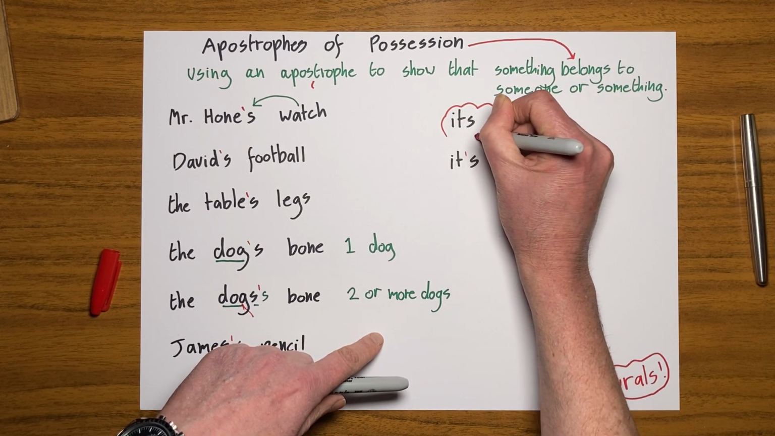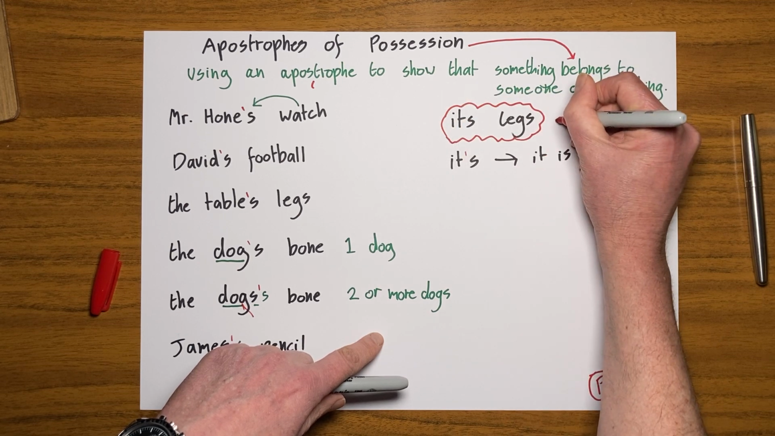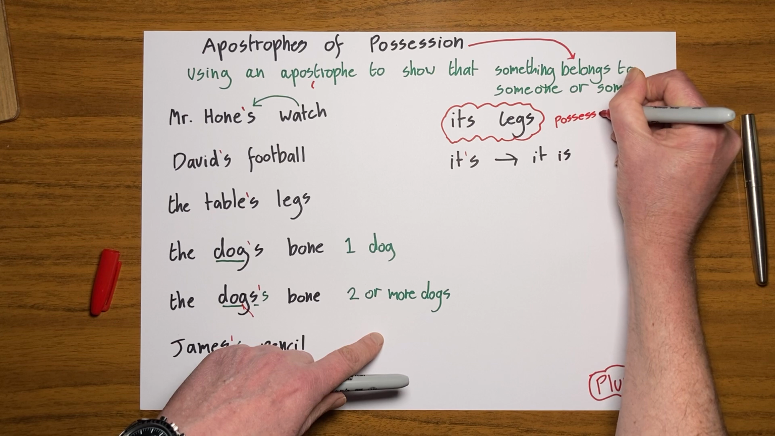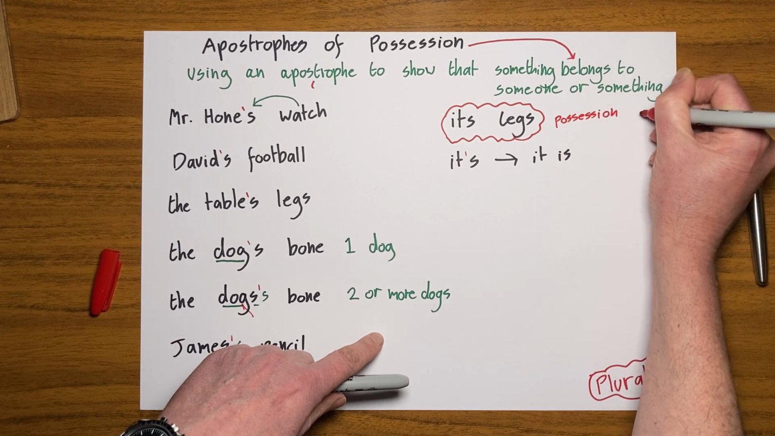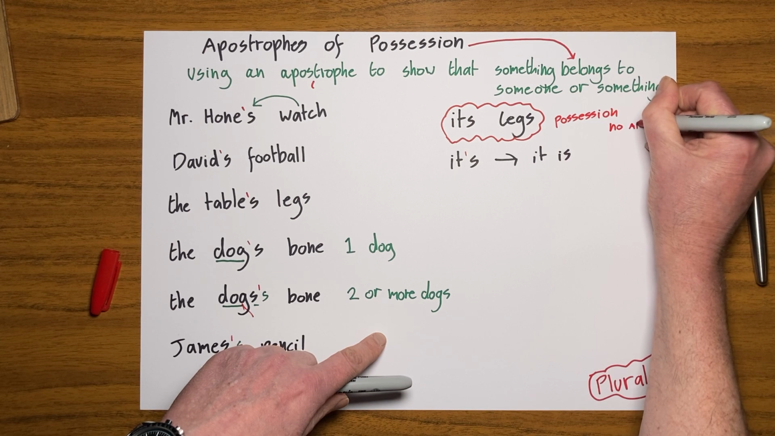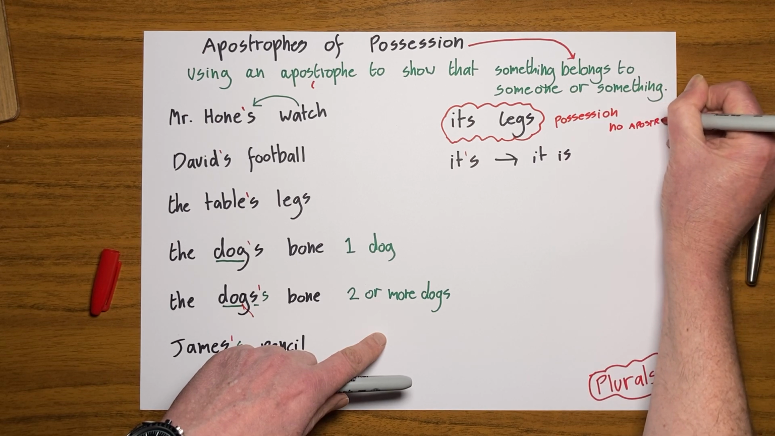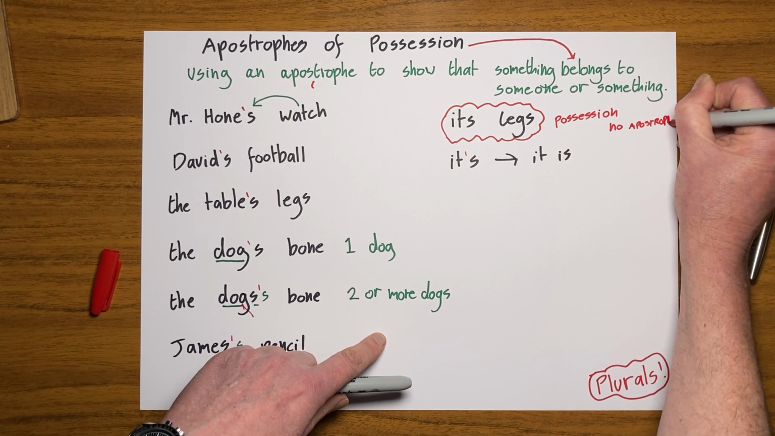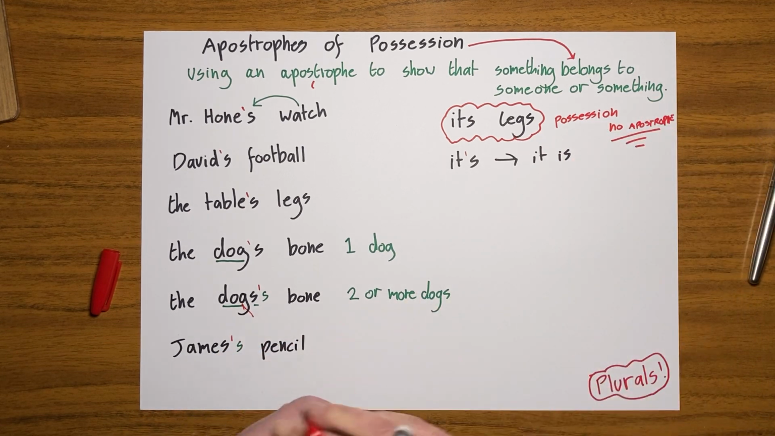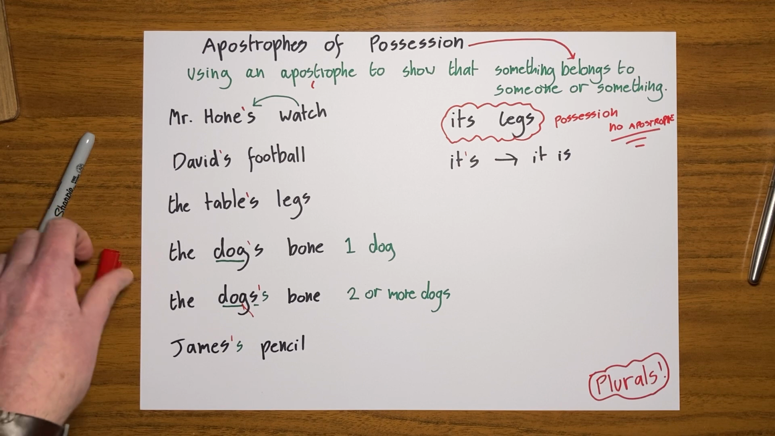So be quite careful. I'm going to put a red warning circle around this one, because this is also possession. Here we go, with all those S's in it. Possession, but no apostrophe. Oh, not enough space. Okay, so the complexities of the English language.